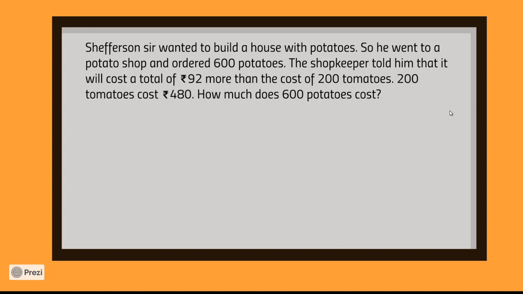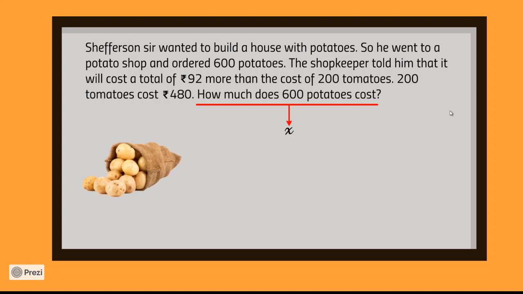Now, so this is what we need to find. How much does 600 potatoes cost? And we do not know the value also. So this is also I don't know. So I'll call it an X. Okay. Now there's a bag of potatoes. That means there is 600 potatoes, and there is 200 tomatoes.